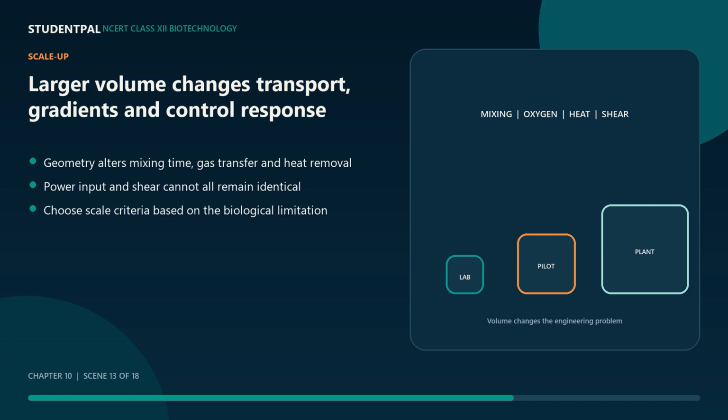Maintaining the same agitation speed does not preserve the same impeller tip speed, power per volume, or oxygen transfer capacity. No single rule keeps every parameter identical. The scale-up criterion must match the process limitation: oxygen transfer, mixing time, shear sensitivity, heat removal, or another critical factor. Pilot-scale studies, scale-down models, and process data reveal risk before full production. Successful scale-up preserves product quality and cell performance within acceptable ranges, not visual similarity between vessels.